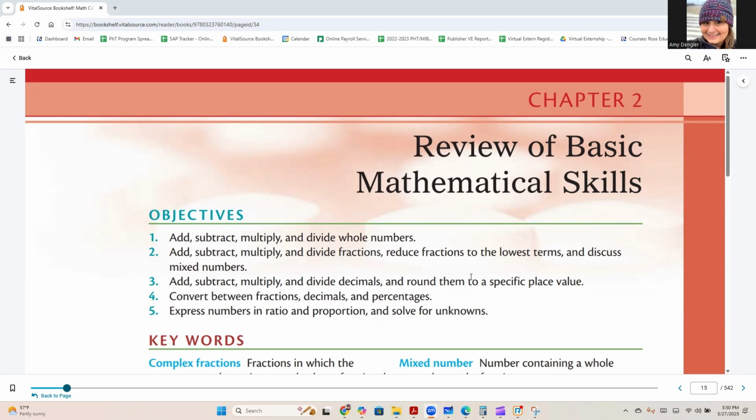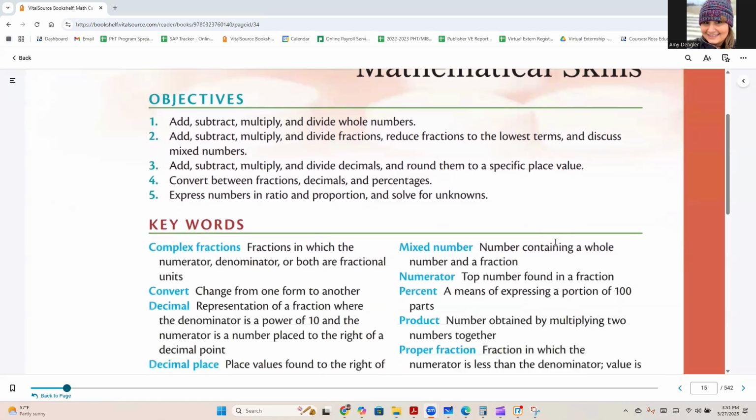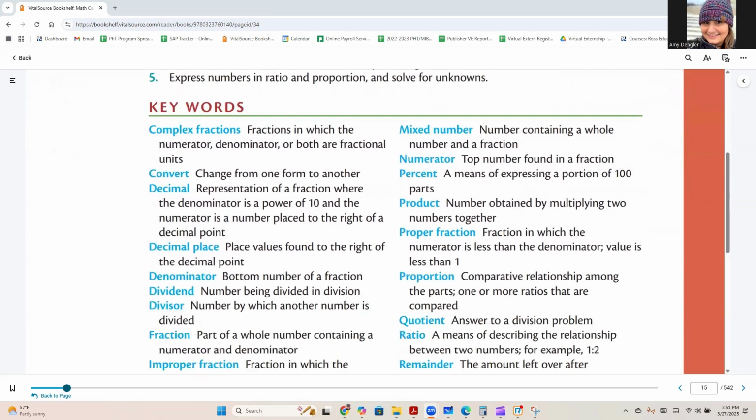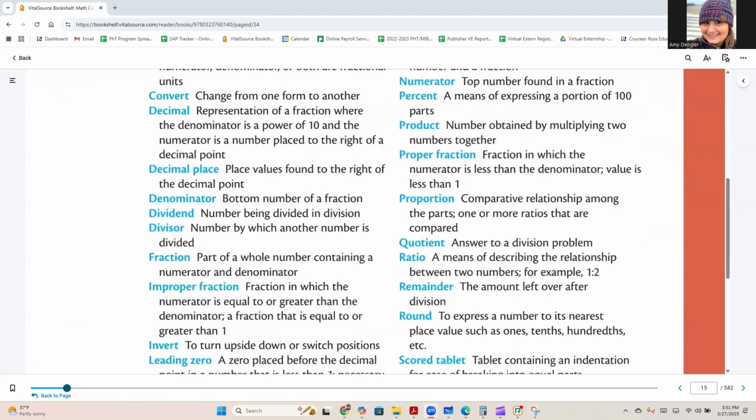Add, subtract, multiply, and divide decimals and round them to a specific place value. Convert between fractions, decimals, and percentages. Express numbers in ratio and proportions and solve for unknowns. We will go over the keywords throughout the chapter.